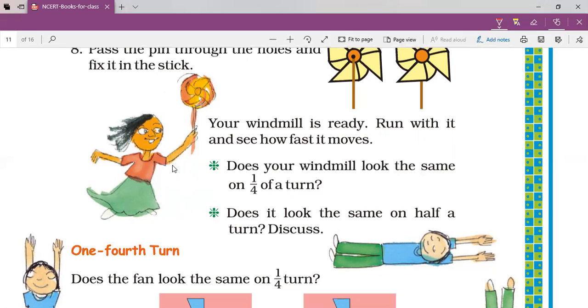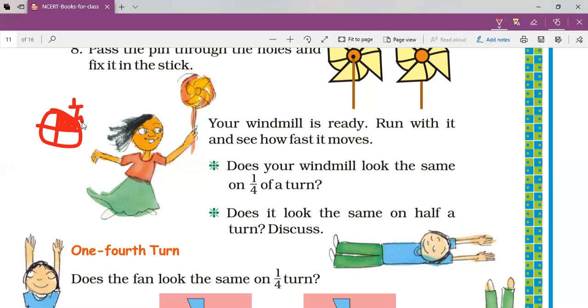So 1/4 means what? In the last chapter, Parts and Wholes, we had seen the fractions 1/4, 1/3, 1/5. So 1/4 means among 4 parts, 1 part we are considering. This is a 1/4. So which is a 1/4? This can be a 1/4. Yes, this is a 1/4 part.